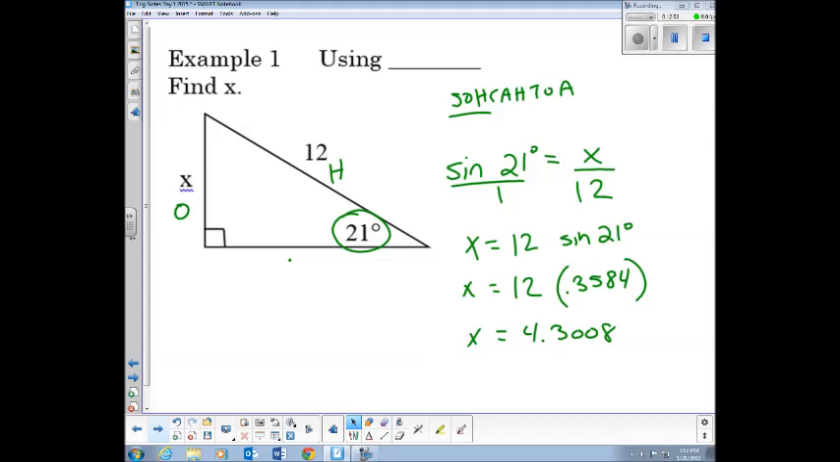So you got to create your setup. You got to cross multiply and solve your setup. You don't know which trig you're going to use until you label your sides. And this one was a sine. All right, so let's go to our next one.